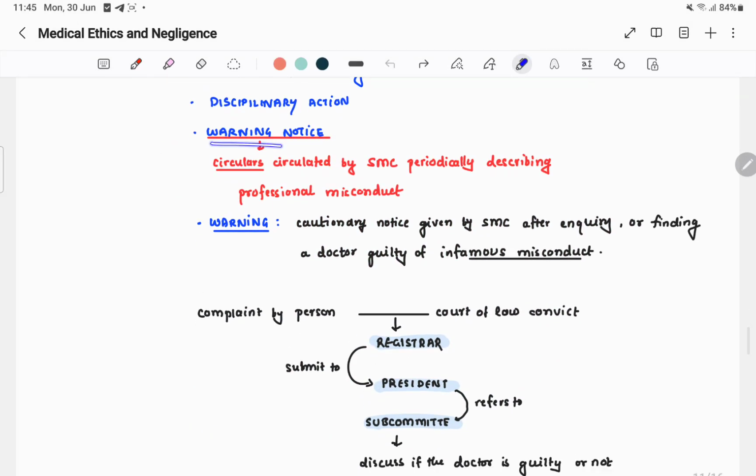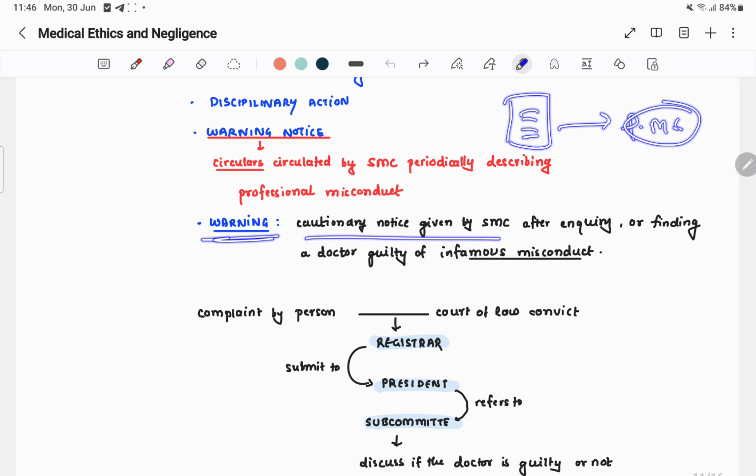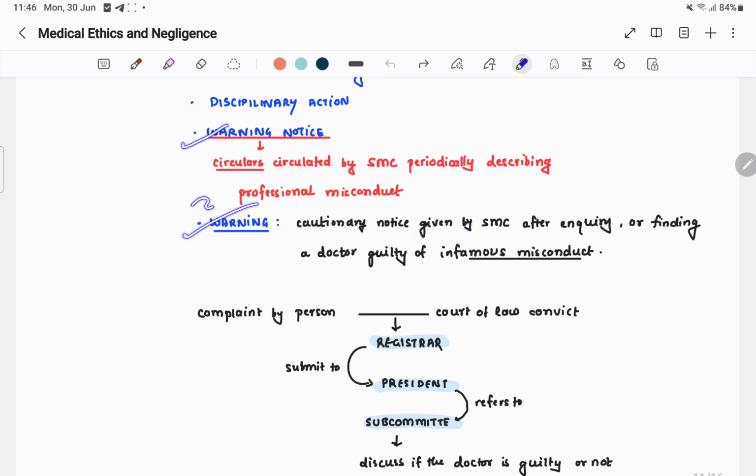There is a difference between warning notice and warning. Warning notice is a circular circulated by SMC periodically describing the professional misconduct. It's a circular by the SMC describing professional misconduct. Warning is a cautionary notice after SMC. Just understand the difference. Warning notice is given to all doctors, all RMPs. Warning is given only to one who is facing negligence.